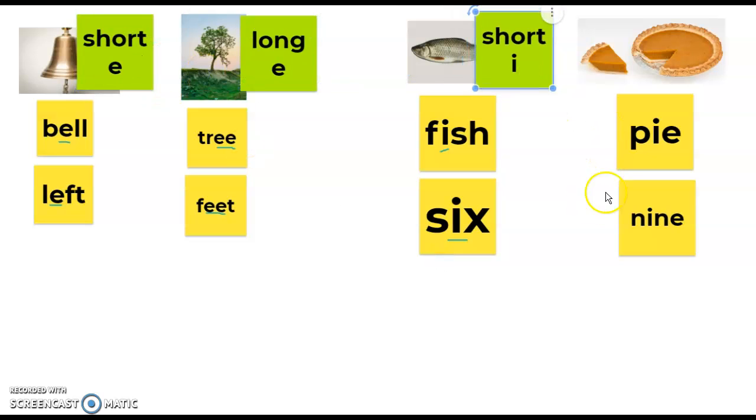Short I. Let's look at the words over here. Pie and nine. What do you notice about those words? They both have an I in them. Let's listen to the I in these words and see if they are short or long. P, i, n, e. In both of these words, there is a silent E on the end. We do not hear the E when we say these words. The E also makes the I say its name. So these are long I's.